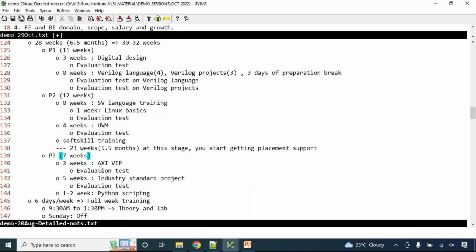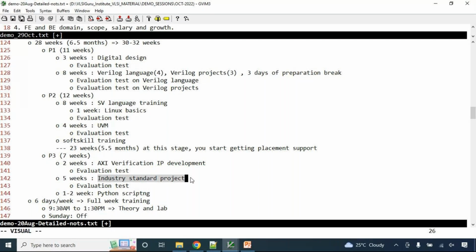Phase 3 will be majorly focused on projects and some scripting. 2 weeks of AXI verification IP development. AXI is a protocol where you will be working on verification IP development. Followed by that there will be an evaluation test. Then once the 2 weeks is done, we'll have 5 weeks of an industry standard project followed by an evaluation test. This is where you get to know the entire flow.